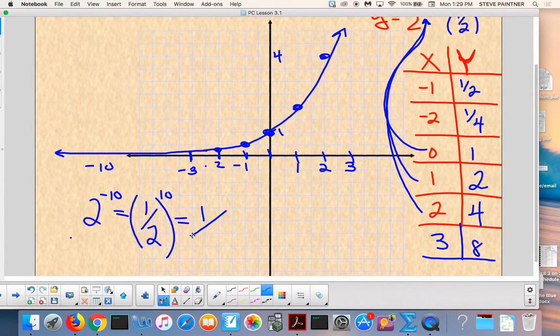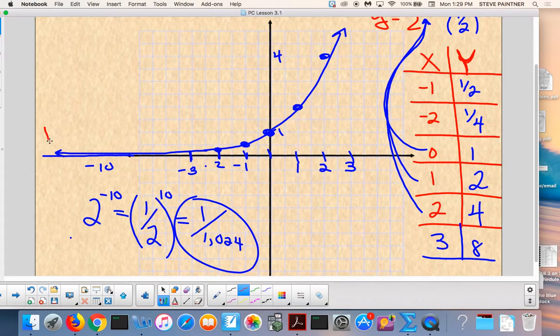You might want to take that in. 1,024. Is this number still above the x-axis? Yes. So you know what's happening here, guys? This graph has a what? What kind of asymptote? Horizontal.